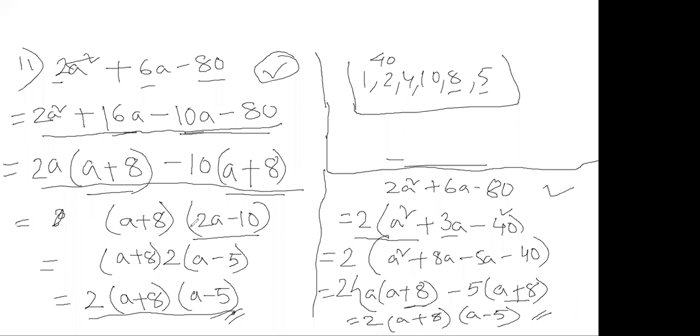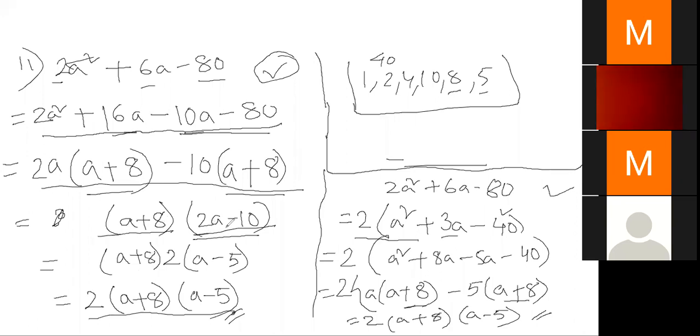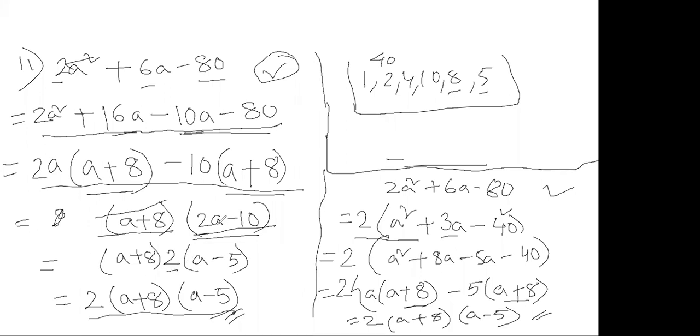First of all, you need to understand this is a separate expression. A plus 8 is a separate expression, 2a minus 10 is a separate expression. Now the question you are asking is why did I divide it by 2 and not by 8? We cannot divide it by any common number. But in 2a minus 10, both the numbers 2 and 10 can be divided by 2, because 2 you cannot divide by 8, right?